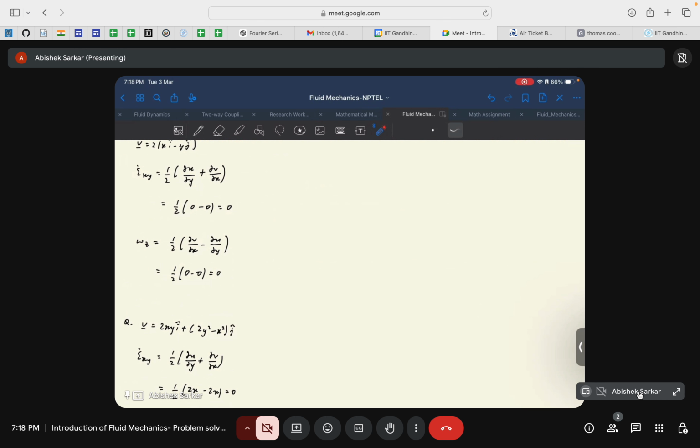So our answer would be epsilon xy equal to 0 and omega z equal to minus 4x. So option C is the correct one.